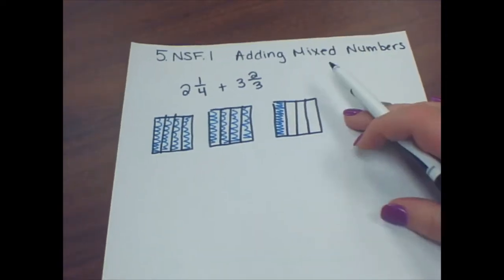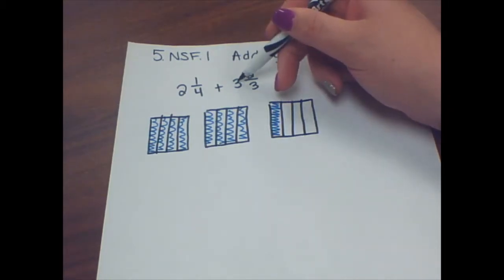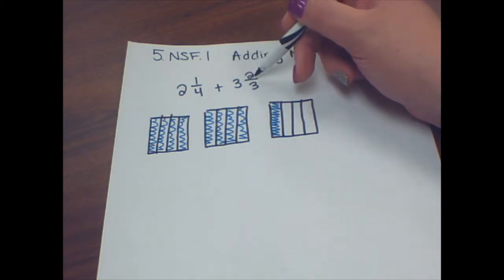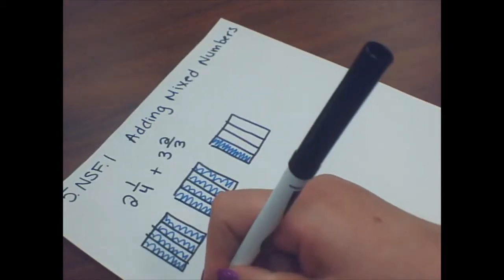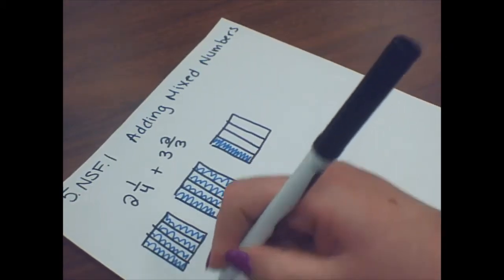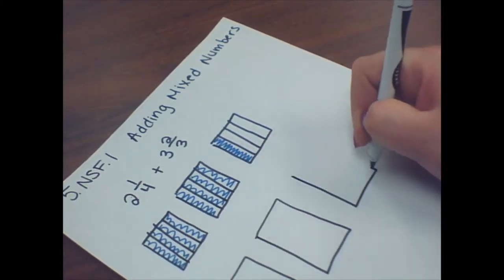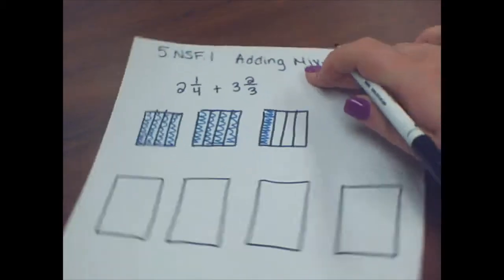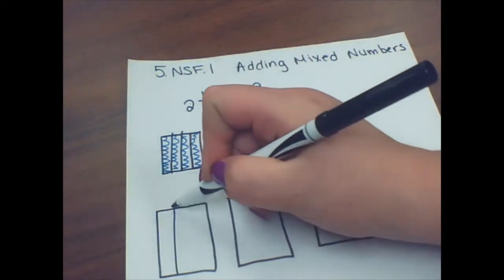Now I'm going to do my next model. 3 wholes and 2/3. So I have to have 3 models for my 3 wholes, and I have to have a model for my fraction. That's 4 altogether. Okay. I have to split these into thirds.